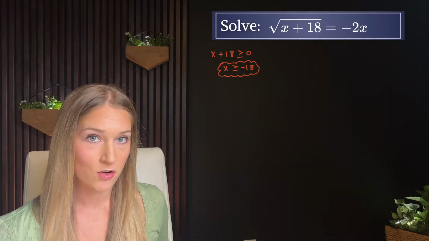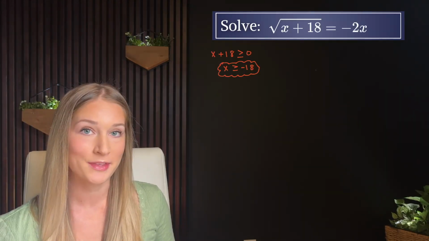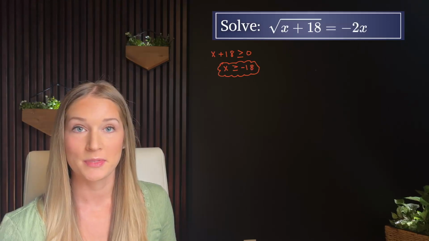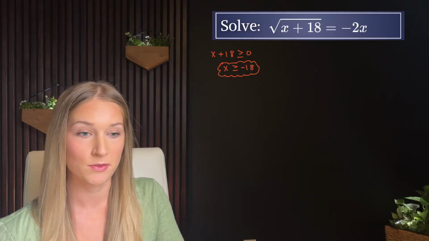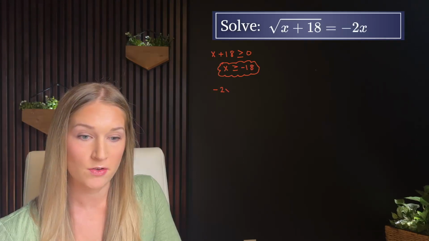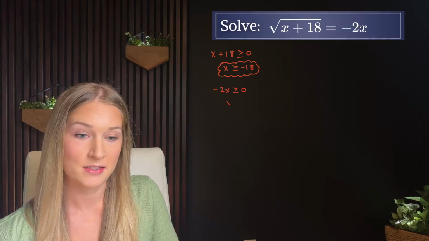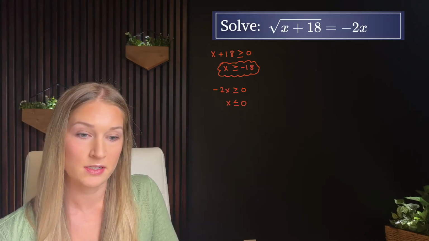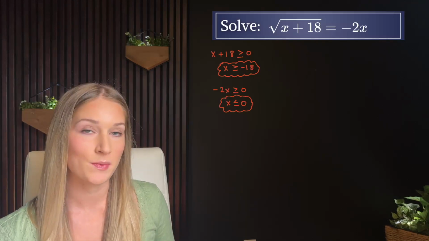The other thing that we know about radicals is that when we root them, the outcome is also going to be greater than or equal to 0. So looking at this over here, that negative 2x must also be greater than or equal to 0, which means that x also has to be less than or equal to 0 when you solve that inequality. So here are the two restrictions that we have on our solution.